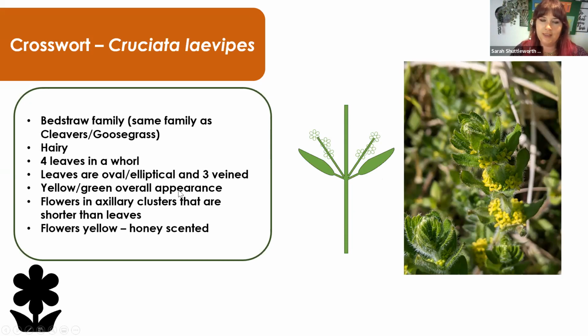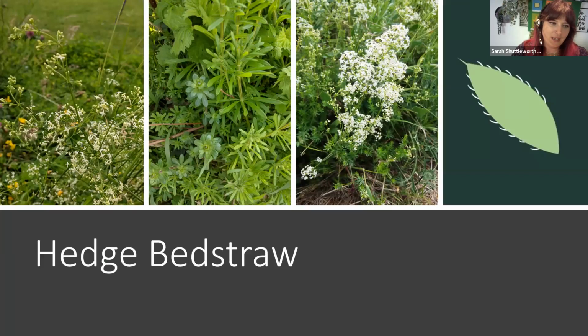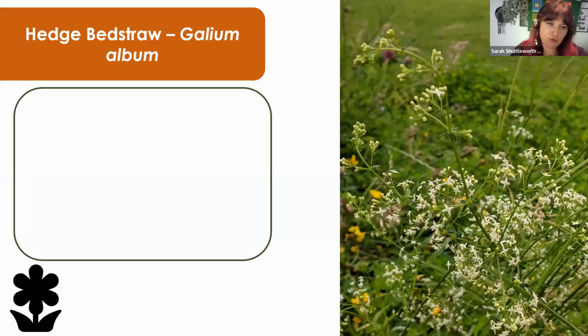So another one in that family that has yellow flowers is lady's bedstraw, but it's not hairy and it's very fine, and it has all of its flowers as a sort of terminal cluster at the end. So this is quite different. Apparently, it's honey scented when crushed. I've never actually experimented with this, but maybe if you find it next time, you could have a look for me. So another one in the bedstraw family, this one's hedge bedstraw.